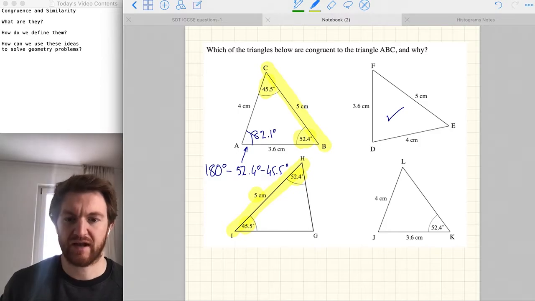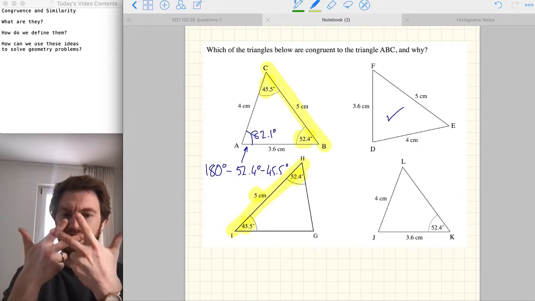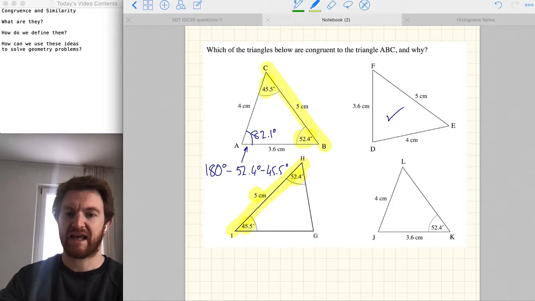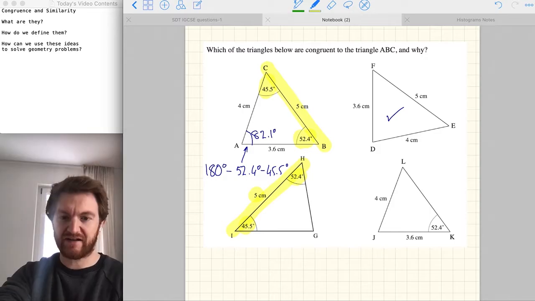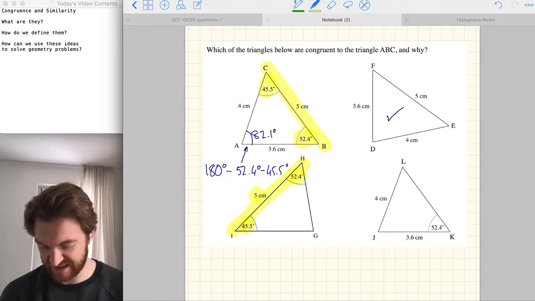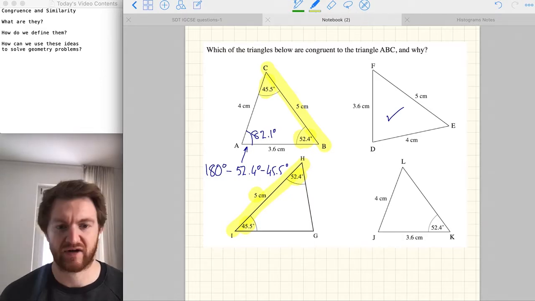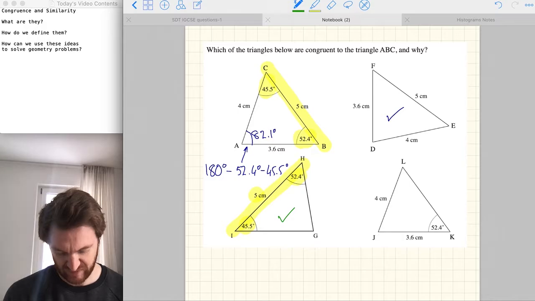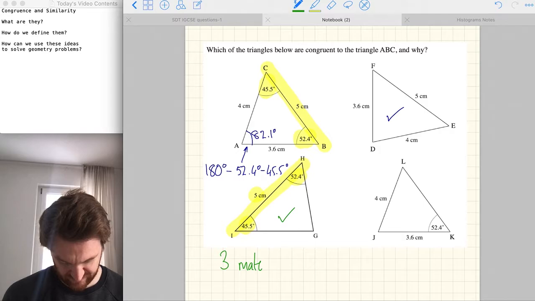The first triangle, we had 3 sides and 3 sides, so it was okay. Here we've got one side and 2 angles, one side and 2 angles. So we've got 3 matching pieces of information. So we can also say that this triangle here is congruent because it's got 3 matching things. It's got 2 angles and 1 side.